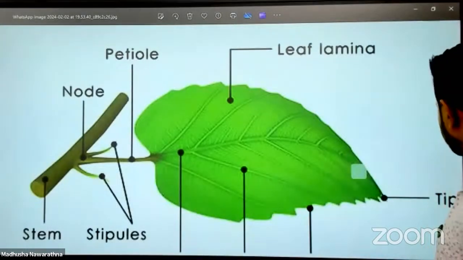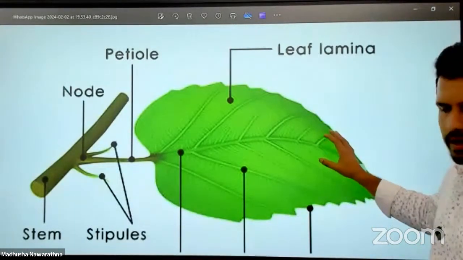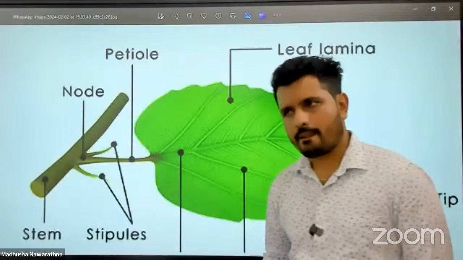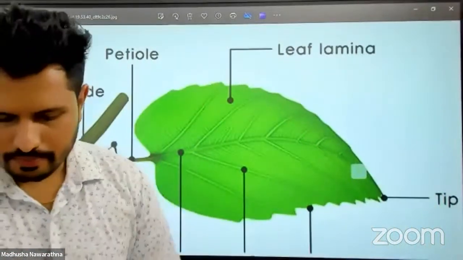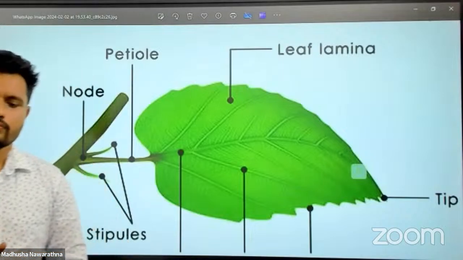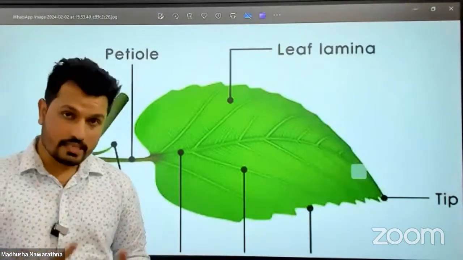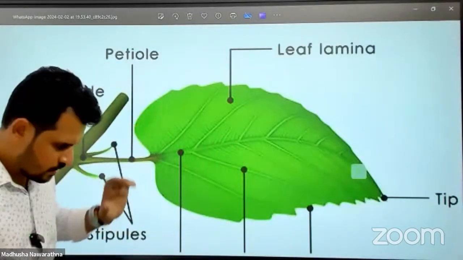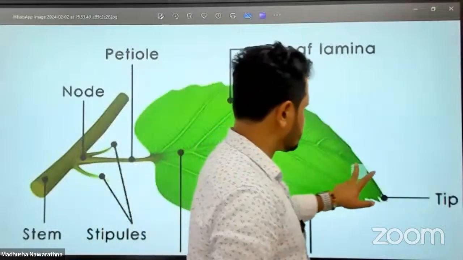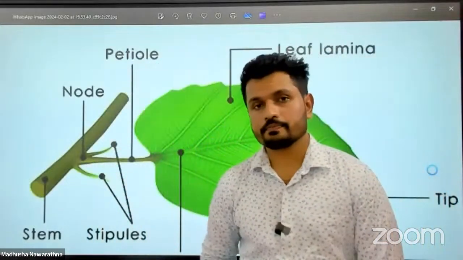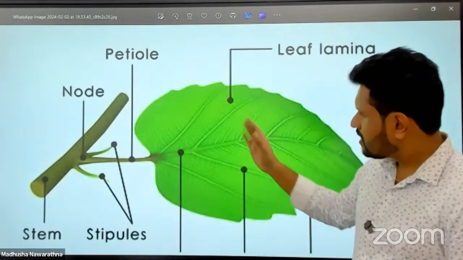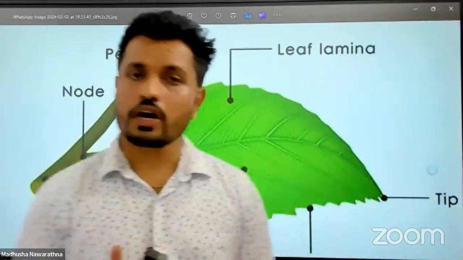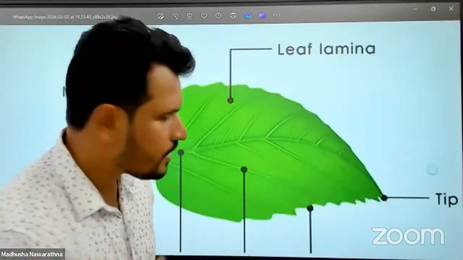Look at this diagram. Here you can identify a simple leaf, a very simple structure. It's not divided into segments, only a simple structure here. Right, look at this, very simple structure, no segments. So this sort of leaf we call a simple leaf.